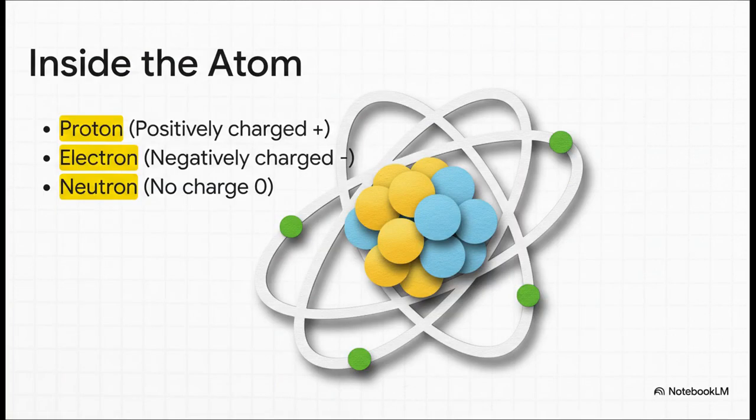Now, what's inside that Lego brick? Well, it gets even more interesting. There are three tiny particles inside. You've got your protons, which are positive, electrons, which are negative, and neutrons, well, they're neutral, no charge. So here's the key question. Why is an atom neutral? It's because the number of positive protons is always perfectly balanced by the number of negative electrons. Simple as that. They just cancel each other out.